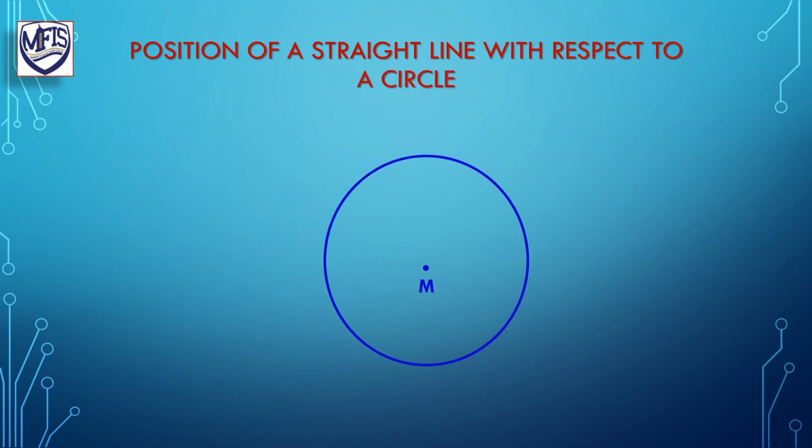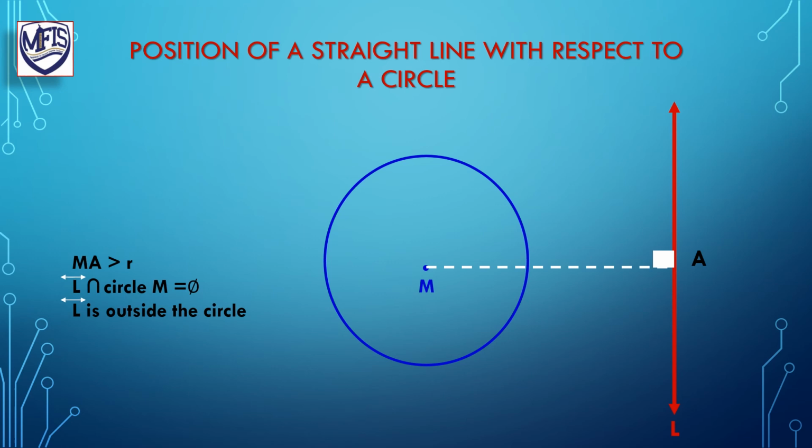First one, here I have circle M and straight line L. How to determine the position of this straight line with respect to a circle? I will compare the perpendicular distance from M to the straight line, the perpendicular distance MA, with R. Here MA is greater than R, therefore L is outside the circle.